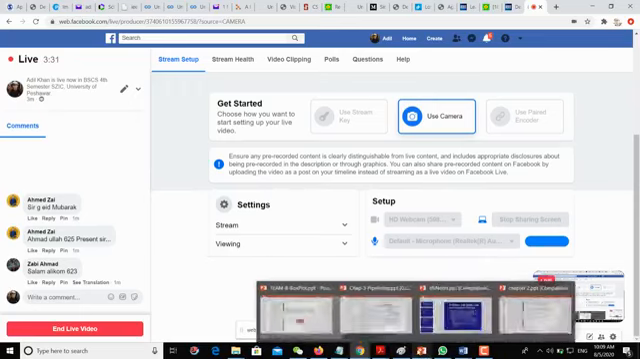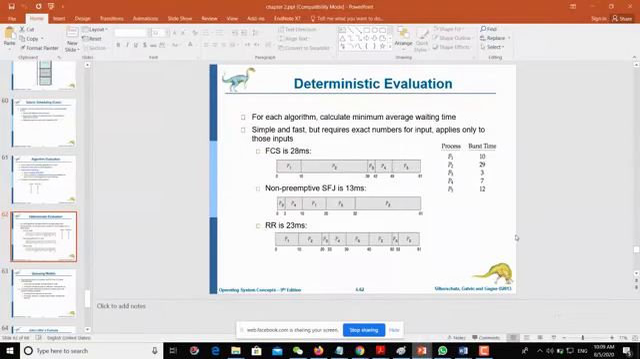They will join us. In deterministic evaluation, for each algorithm we calculate the minimum average waiting time. Okay, average waiting time, I'm using the word average. It is simple and fast, but requires exact numbers for input and applies only to those inputs. What does that mean?